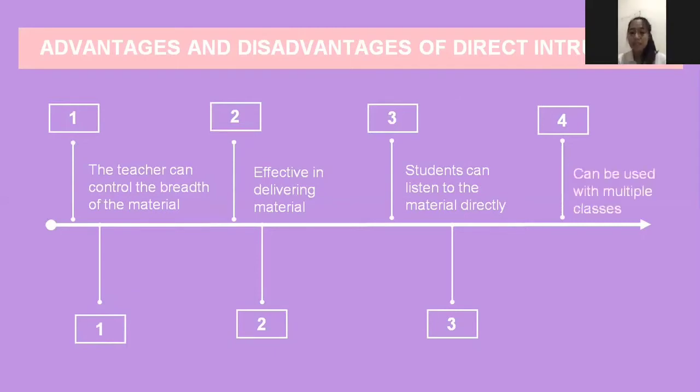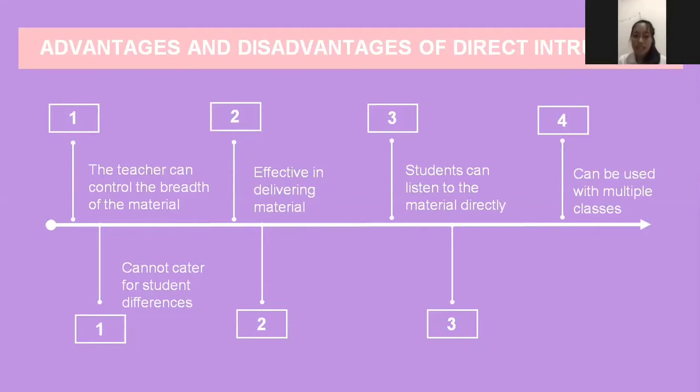The fourth is can be used with multiple type classes. The direct instruction learning model can be used for a large number of students and class size. Next, disadvantages of direct instruction. There are three disadvantages of direct instruction.